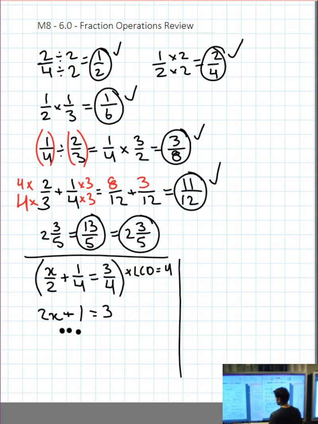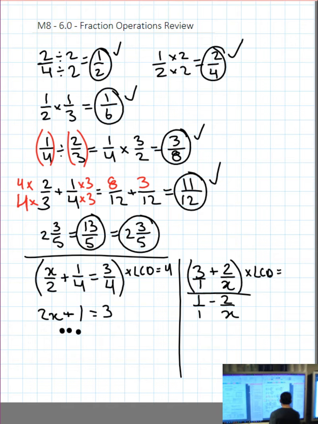One more very interesting method. 3 plus 2/x all over 1 minus 2/x. Now the method is multiply the top and bottom by the LCD. Well, what's the lowest common denominator between the 3 over 1, the 1 over 1, and the 2 over x, and the 2 over x? So the lowest common denominator is x. So I'm simply just going to multiply the top and the bottom by the lowest common denominator, which is x.